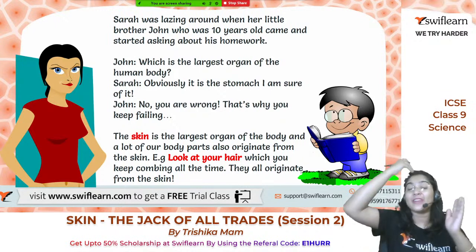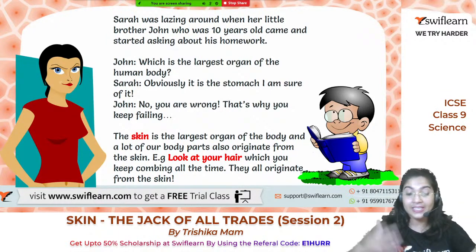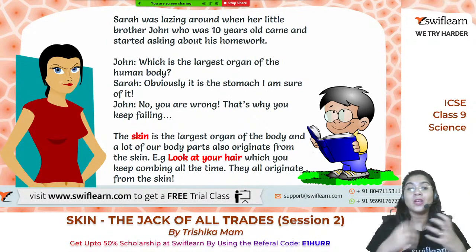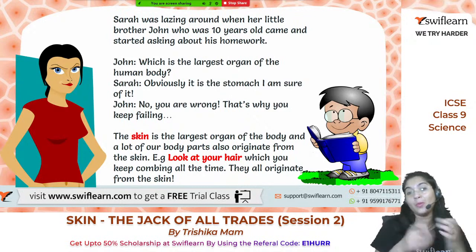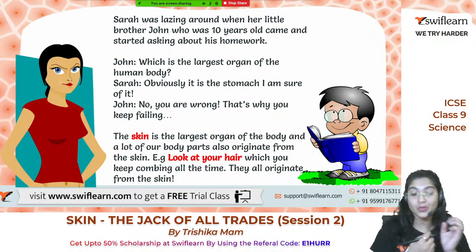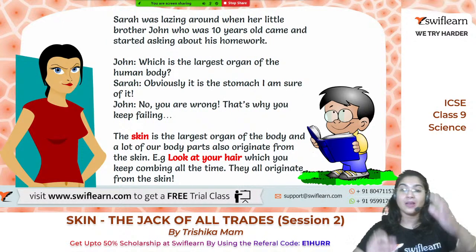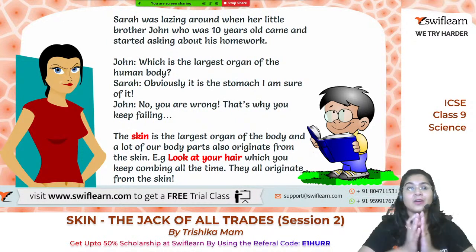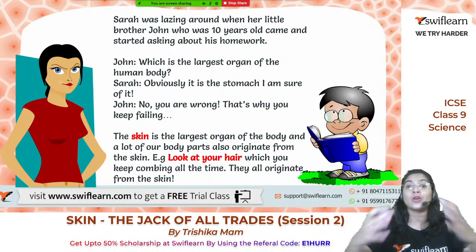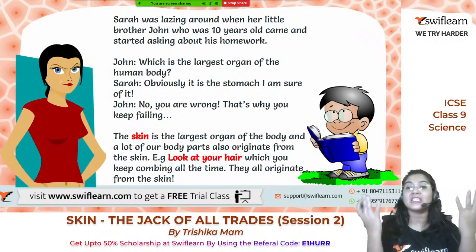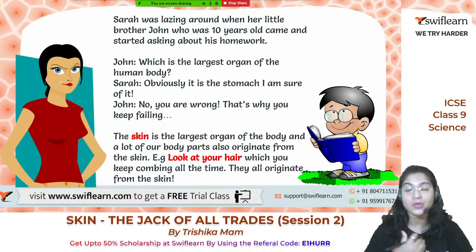It starts from the head and goes until the toe. It is covering the whole body. Look at your hair also, which we keep combing all the time. That also originates from the skin. So skin is the basic protective layer of our body, or we can say the natural coat of our body, which is protecting all the vital internal organs of our body.